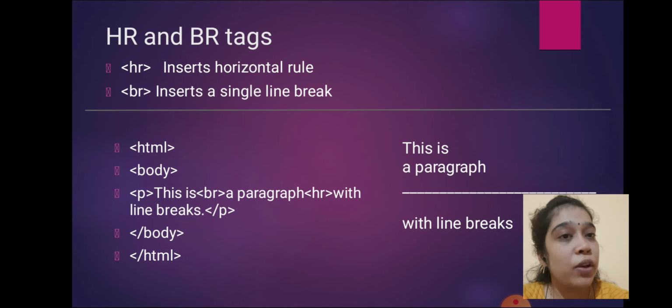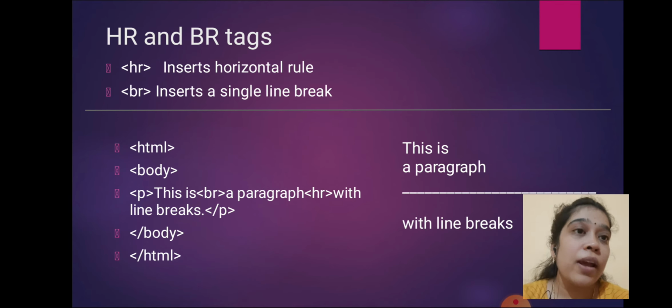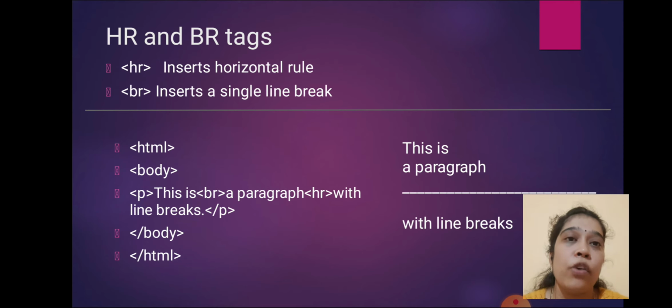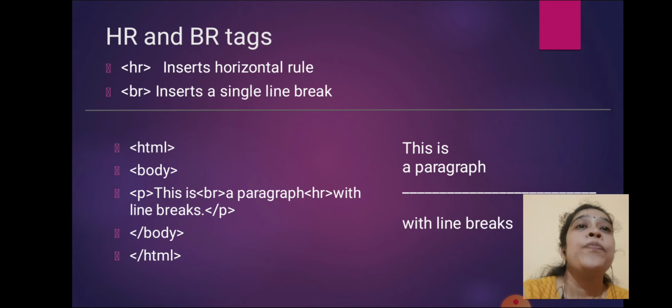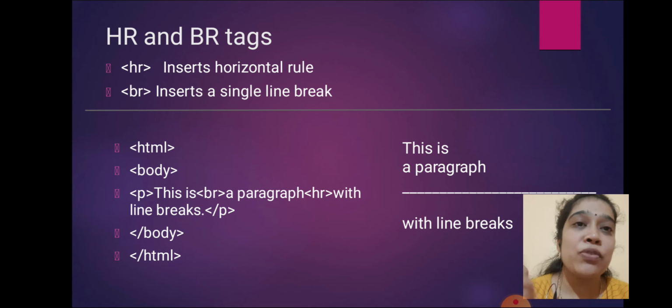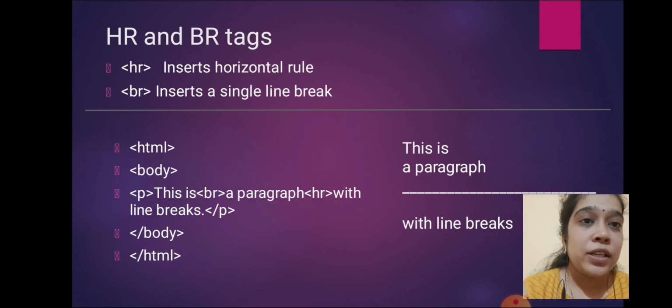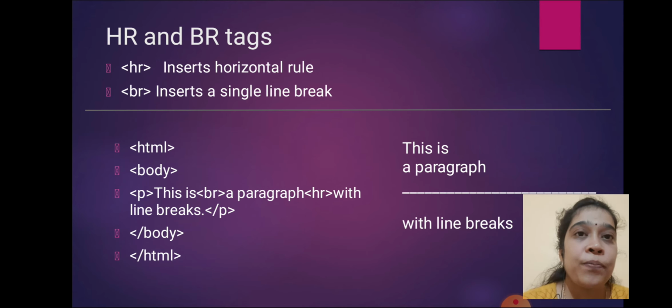After this we are using HR, that's why one horizontal line came there in the output screen, and on the next line we will see "with line break". This is the output of the BR and HR tags. Hope you are understanding what HR and BR are. In HTML, all the tags, means elements, we are using, the tags themselves contain the meaning of the tag.